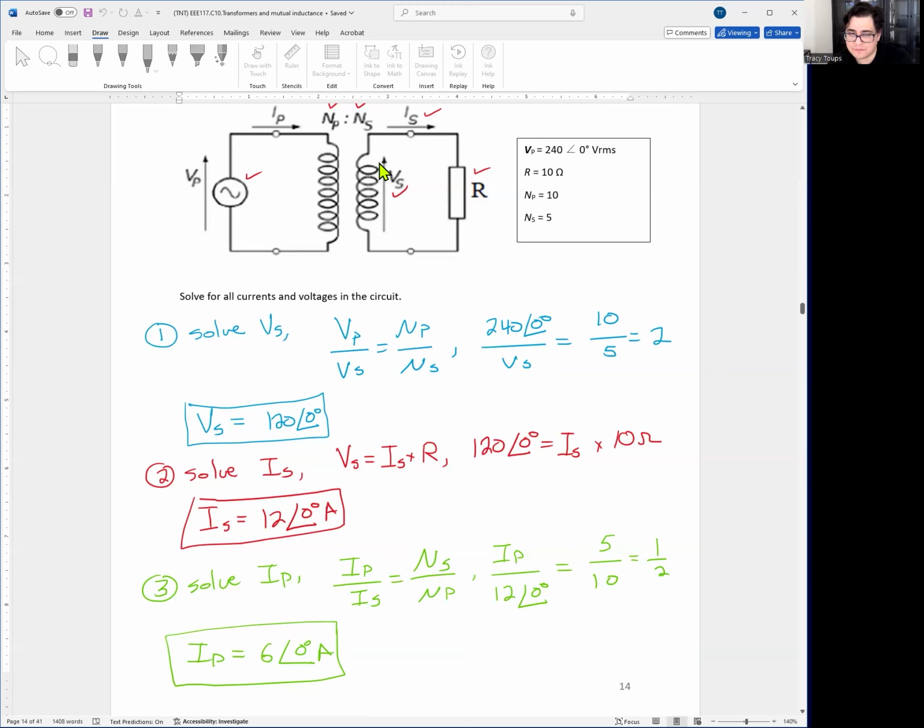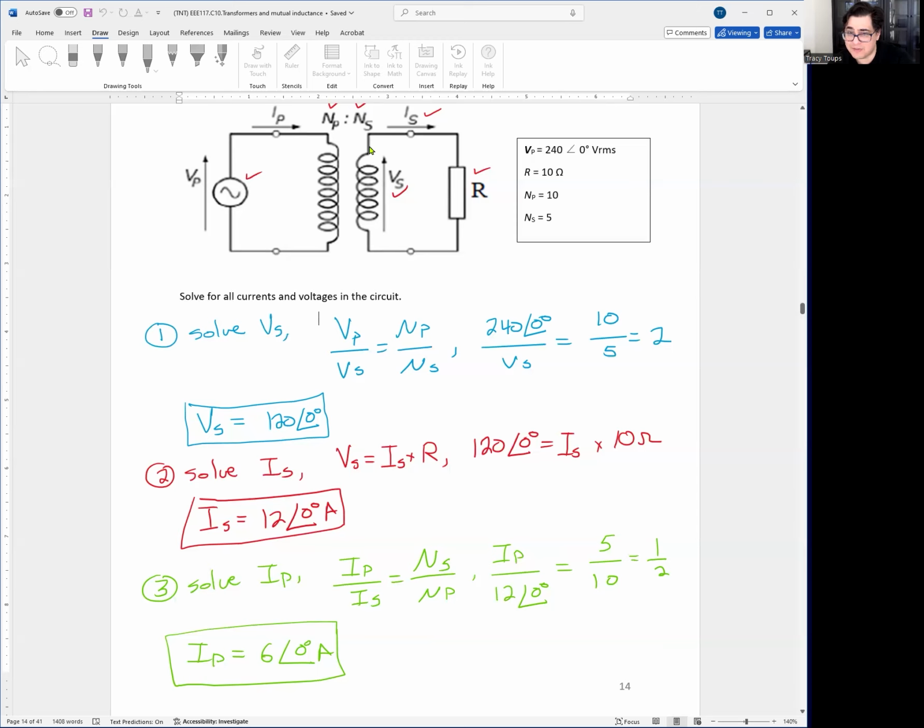0 degrees. So with that, I could figure out IS because that's just Ohm's law. I know my voltage, I know my resistance, find current, right? VS equals IS times R. Voltage of the secondary is 120 volts. We just figure it out. This is equal to IS, current flowing in, multiplied by the resistor at 10 ohms. And then you get IS equals 12 angle 0 degrees. So now you have your current on your secondary side.